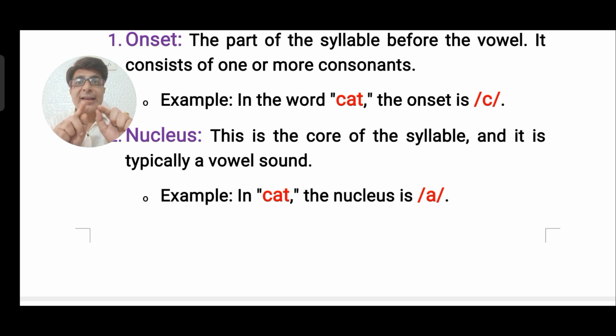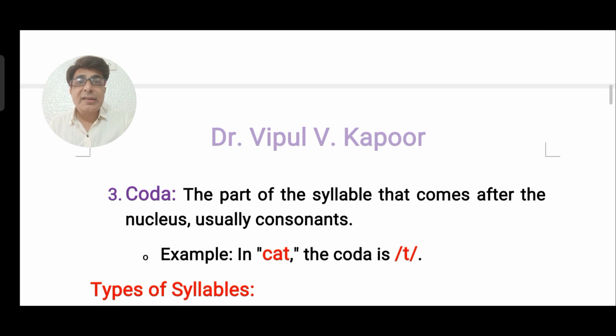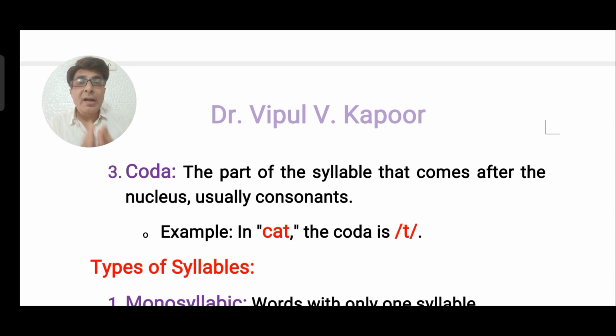In the same word cat, the vowel is A. So that A is nucleus, and the third part is coda. The part of the syllable that comes after the vowel is called coda. For example, cat, the nucleus is A, and the sound which follows this vowel A is T. So the consonant T is called coda. So these are the three components or parts of syllable.